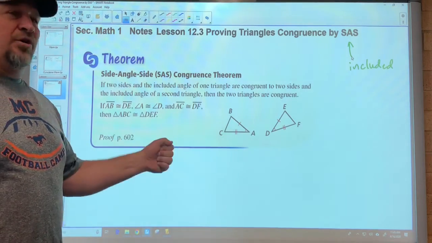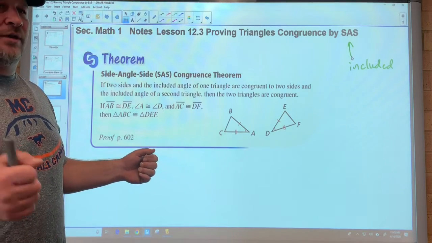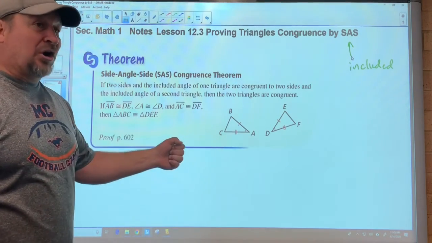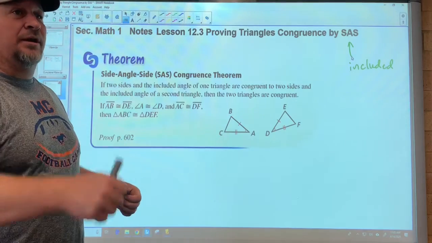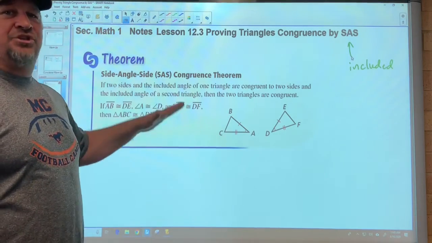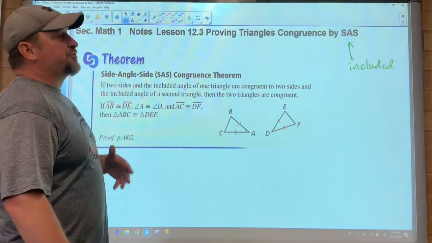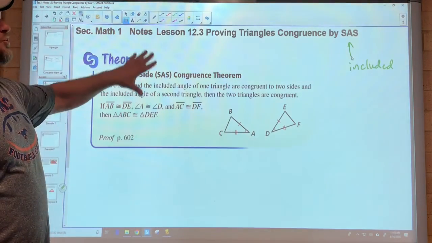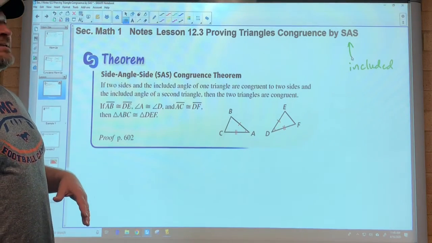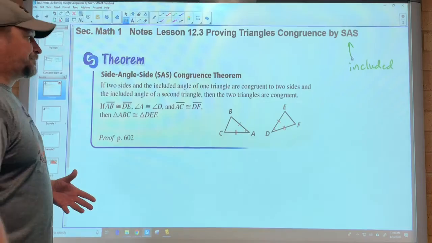So if there was one angle mark here, there had to be one angle mark on the other one. If there was one side mark on one, there had to be one side mark on another one. But all 6 parts had to show up. Well, now there's some shortcuts. This is one of the shortcuts to teaching us how to tell if 2 triangles are congruent.